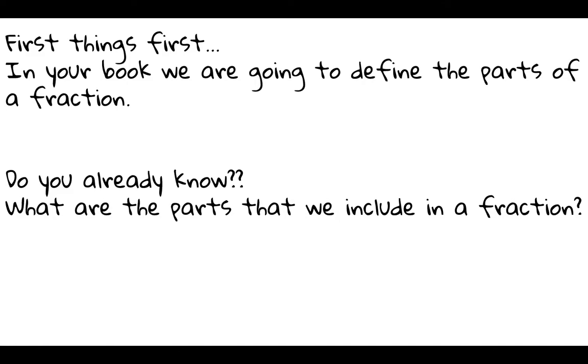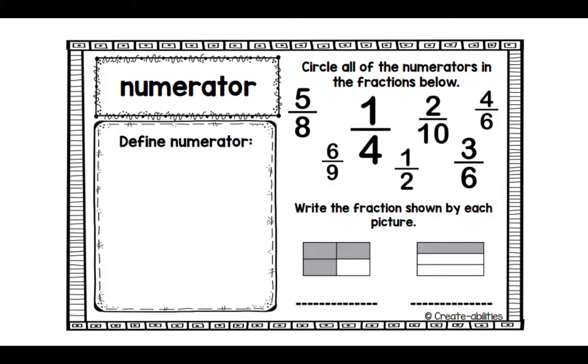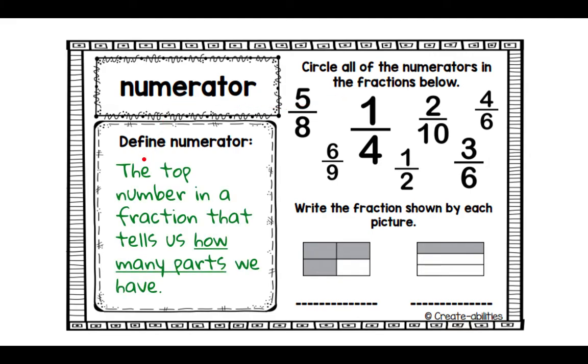So you might already know what parts we include in a fraction or what those parts are called. If you don't know, I'll give you a hint. Take a peek at those pages when you first open up your book, and that's going to tell you what they are. Those parts are your numerator and then another word called your denominator. We're going to talk about the numerator first. So we're on the top half of that page when you first open up your little book. And the first thing that we are going to do is we are going to define a numerator.